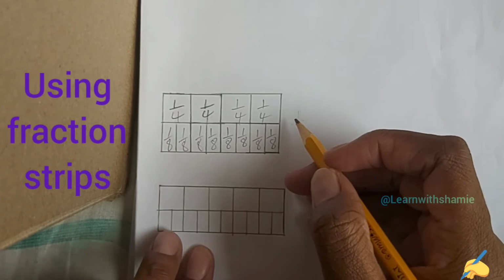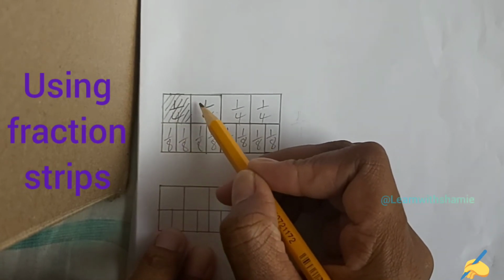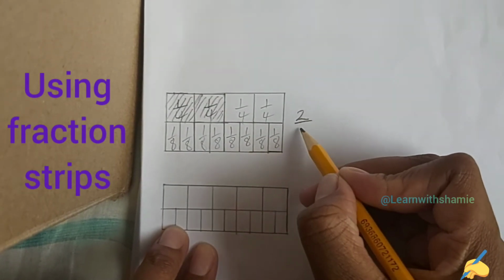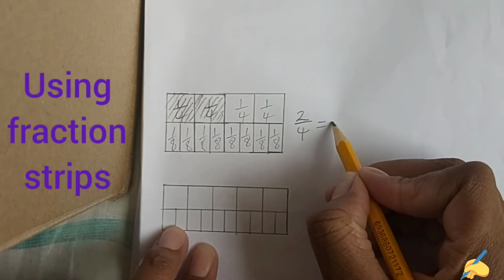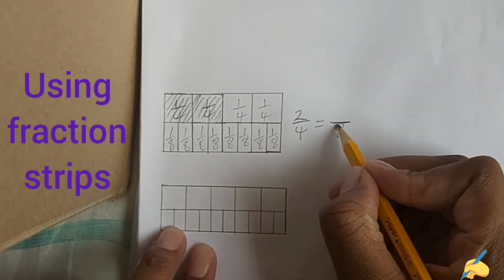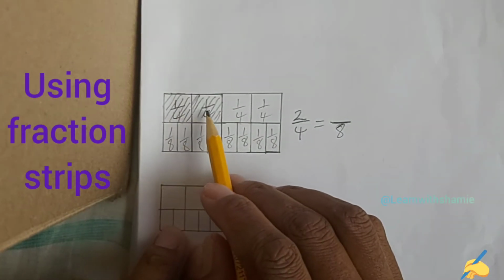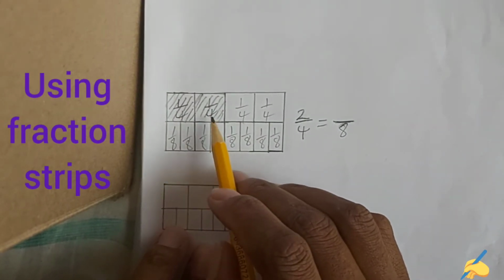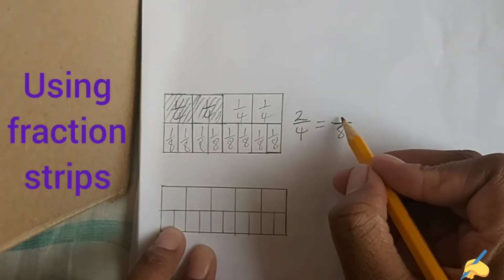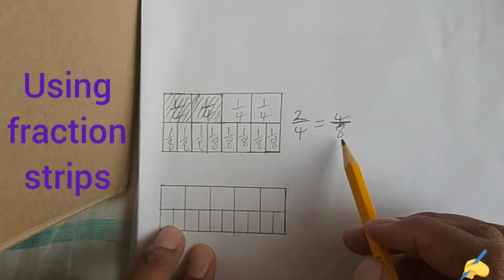So now I'm going to shade 2 quarters. So that would be 2 out of 4. So we'll need to find the equivalent of 2 out of 4 for the bottom half. So how many pieces is equivalent to 2/4? 1, 2, 3, 4. So that would be 4 pieces out of 8. So the equivalent fraction for 2/4 is 4/8.